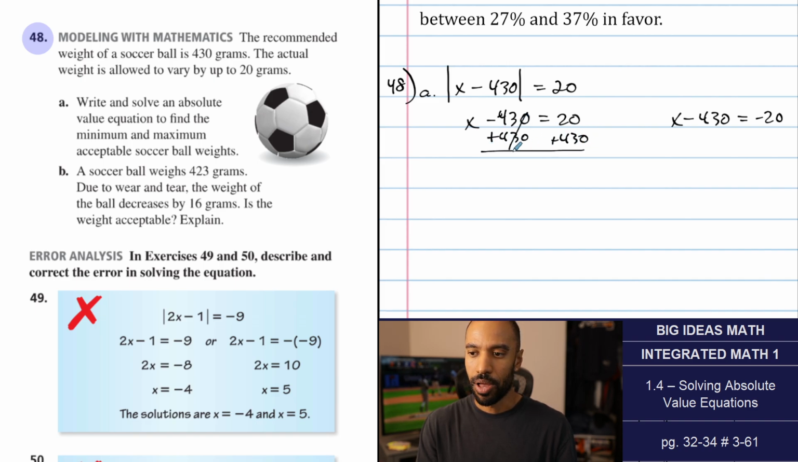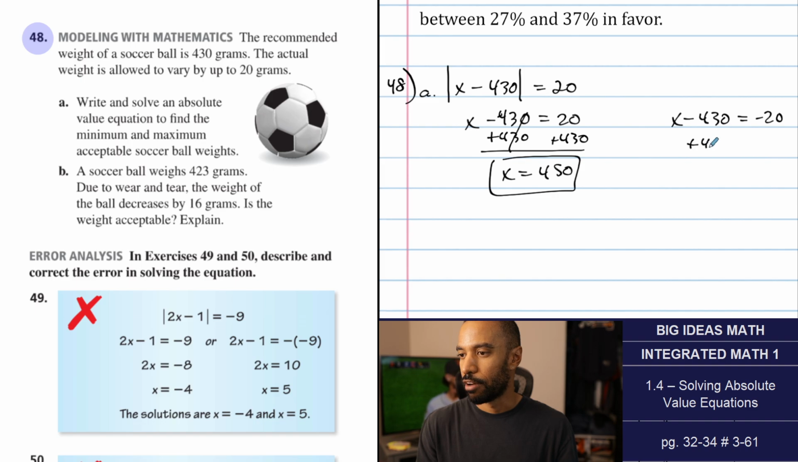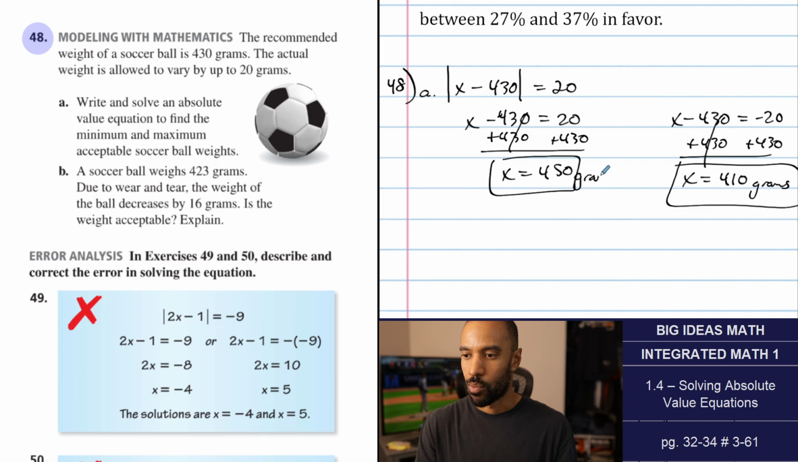430 plus 20 is where we get that number, right? That's how we're adding 20 grams. And add 430 here, or 430 minus 20 is where we get this other one, which is 410 grams. This is max and min.